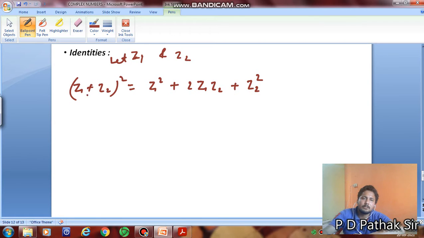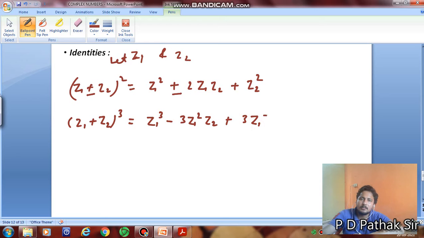If you replace this plus by minus, then only the plus is replaced by minus. If you take (z1 + z2) to the power 3, it is a³ + 3a²b + 3ab² + b³, and with minus it is a³ - 3a²b + 3ab² - b³. So these are the identities. These identities you have to follow.